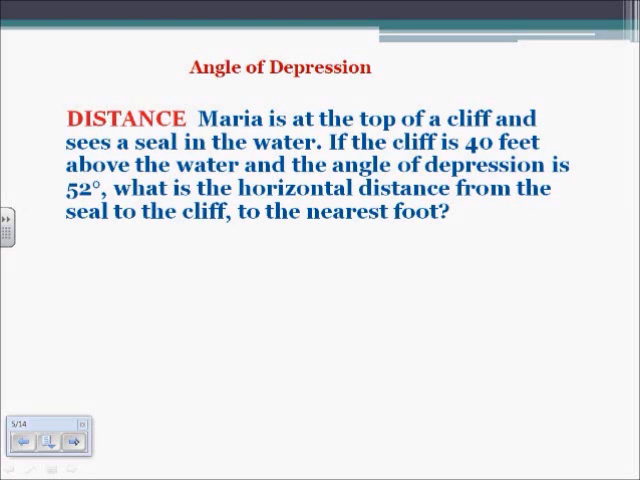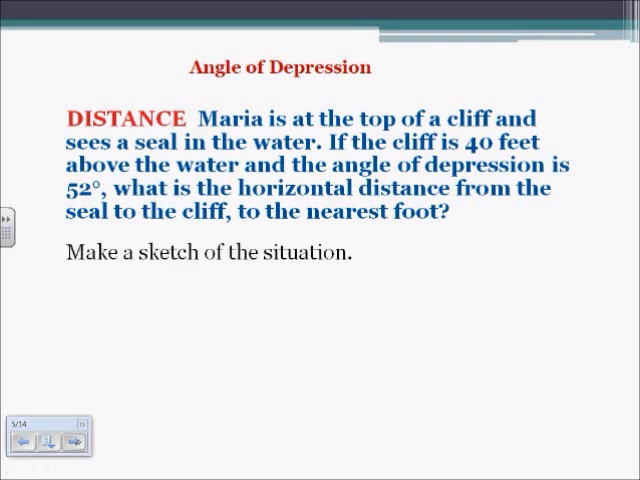Maria is at the top of a cliff and sees a seal in the water. If the cliff is 40 feet above the water and the angle of depression now, which means down, is 52 degrees, what is the horizontal distance from the seal to the cliff to the nearest foot?